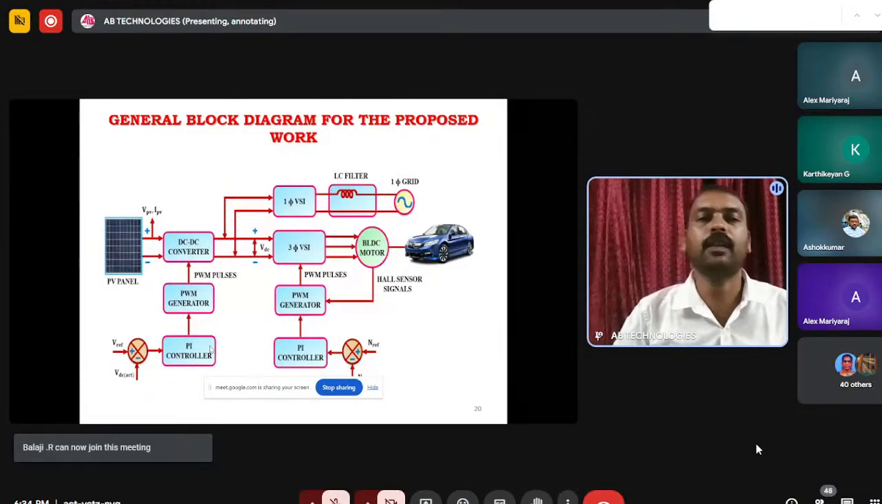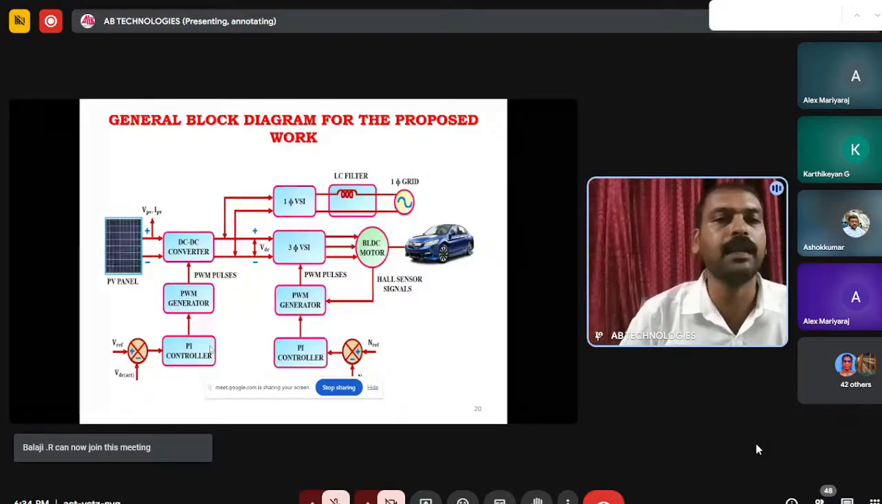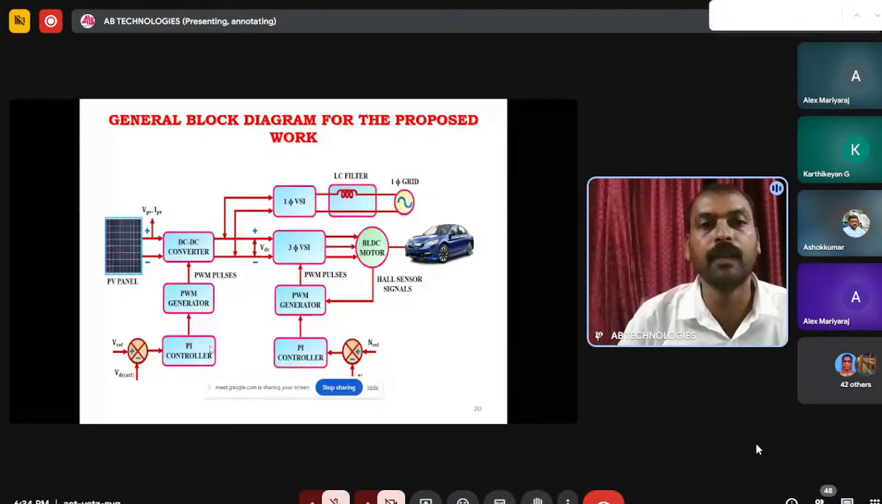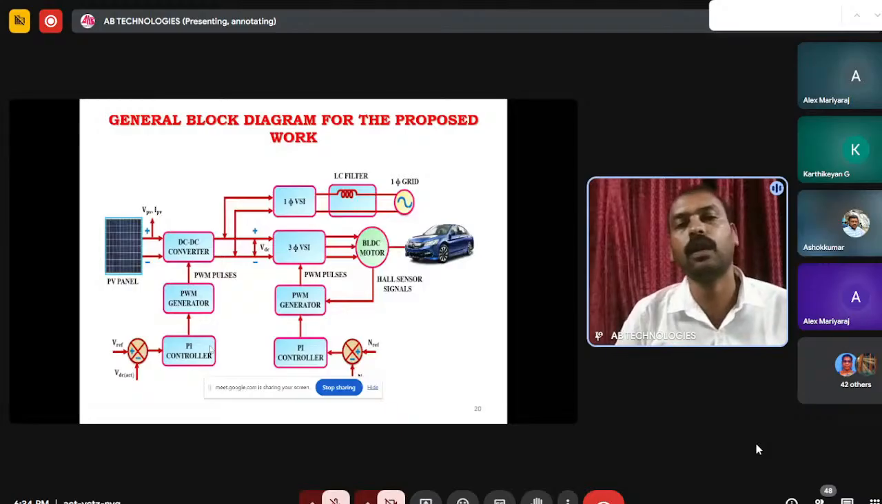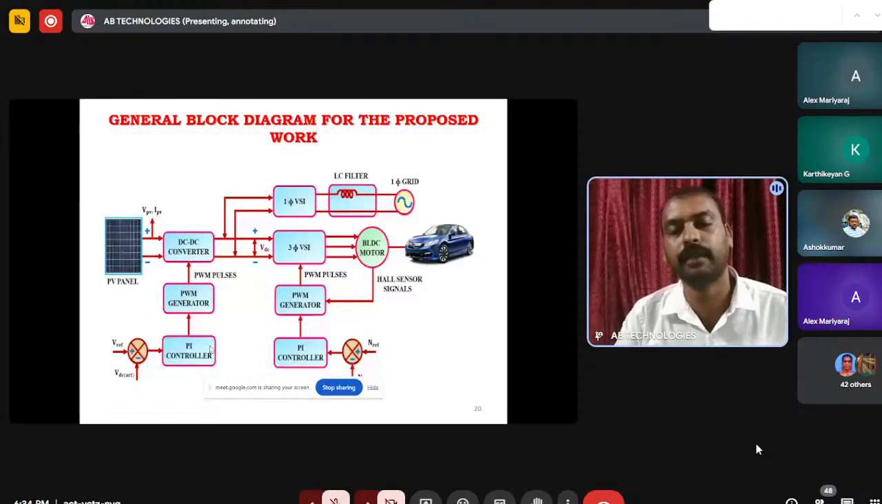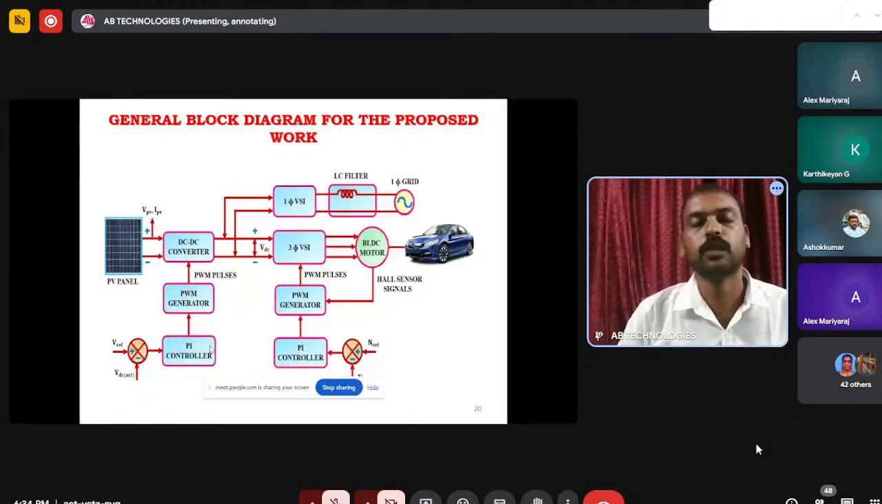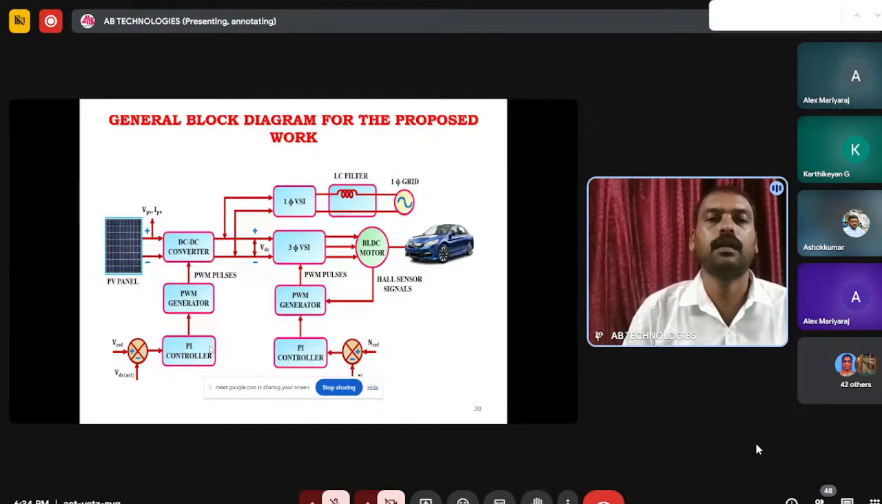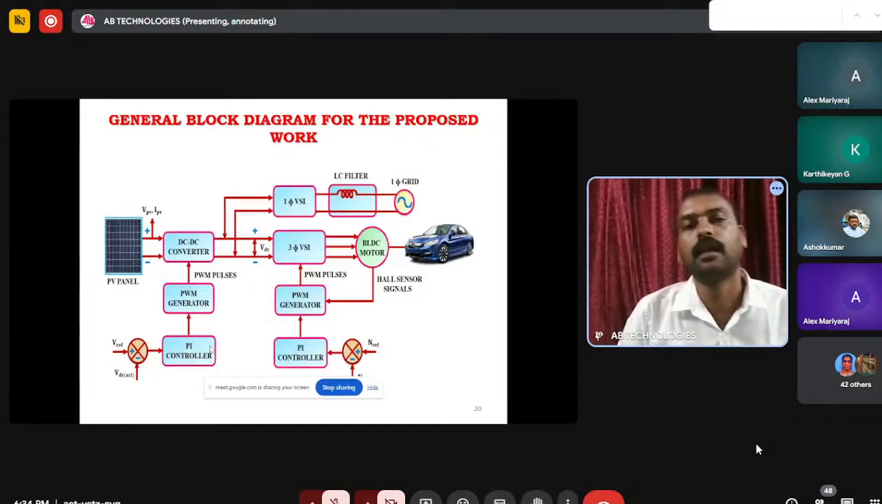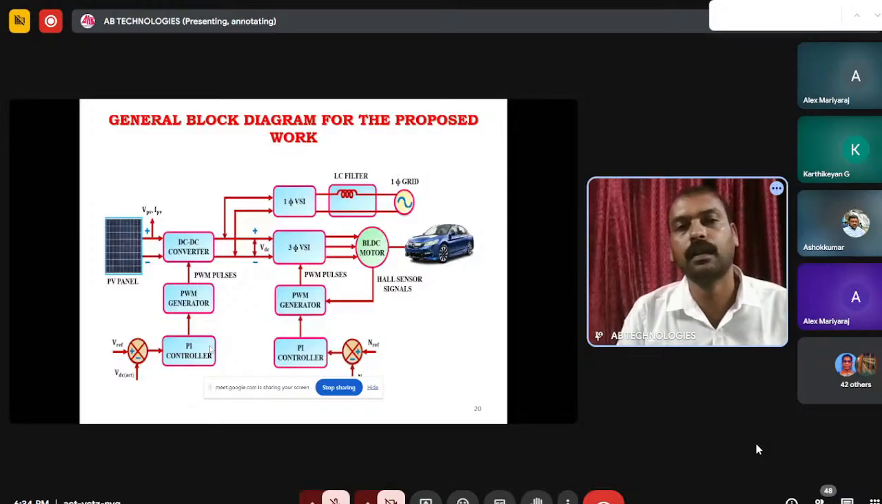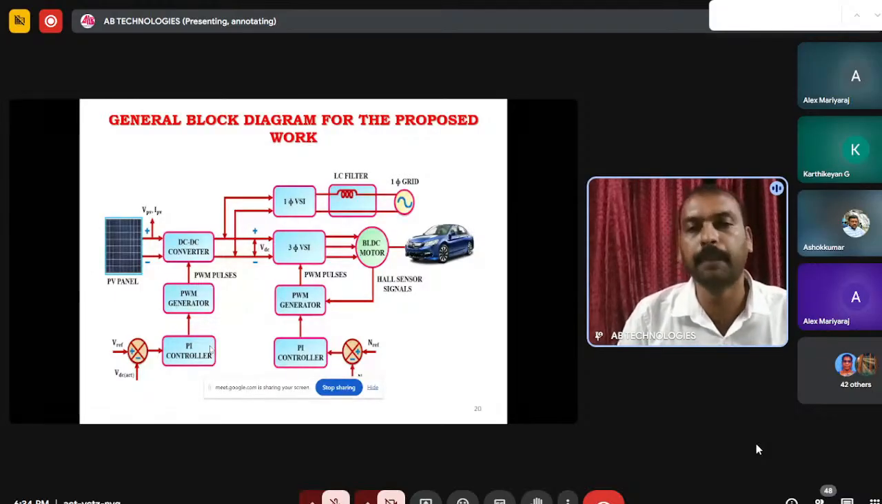Okay. But we know the problem. From the PV panel under short circuited condition, we are getting 12 volt only. That 12 volt is given to the inverter, and you will get only 9 volt. So here you have to think about the DC link voltage, which is 300 volt. For this, we have to connect 25 solar panels in series.